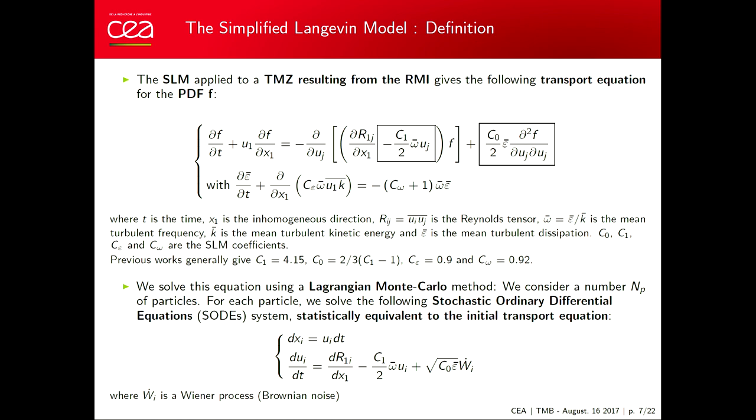We are going to solve this equation using a Lagrangian Monte Carlo method, which consists in considering a given number of particles, and for each one of these particles, instead of solving the transport equation, we will solve the following stochastic ordinary differential equation system, which is statistically equivalent to the original one. So we see the appearance of the stochastic component in our equation system with this term, which is a Wiener process.